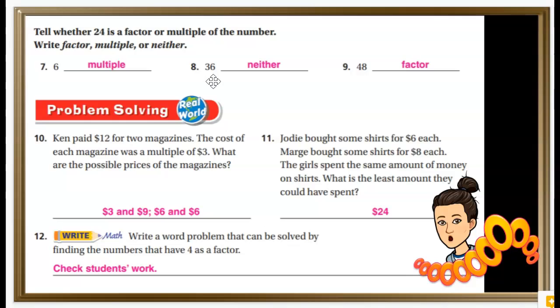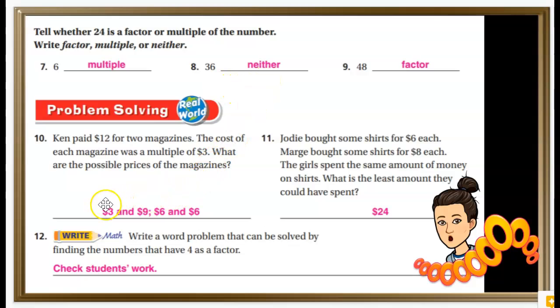How about factors? Go to your factors list. What are the numbers that you see under 24? I see 1, 2, 3, 4, 6, 8, 12, and 24. I do not see 36. Therefore, my answer is neither.